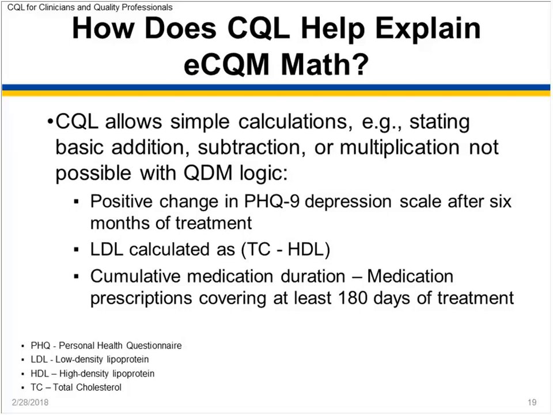Again, that wasn't allowable, which is why you don't see it in any of the existing eCQMs. Another item was cumulative medication duration, to assure that the patient was on prescriptions covering at least 180 days of therapy. In prior measures with QDM logic, that information was placed in guidance so someone would know what to do with their local data, but it was not computable because it couldn't be stated in logic.